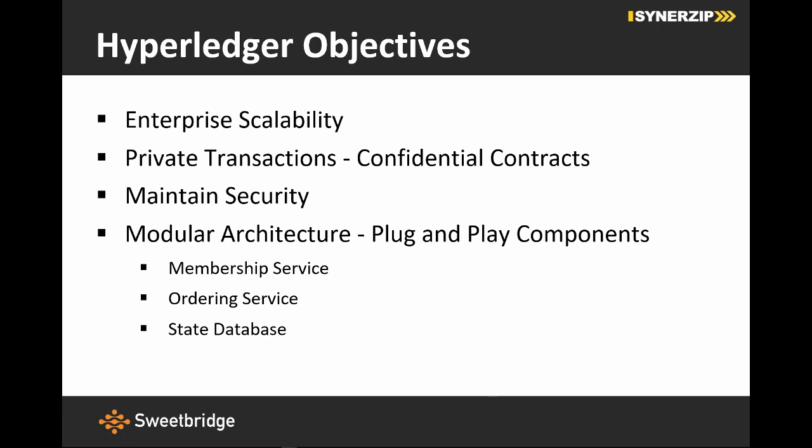Kafka is the default in Hyperledger, but you can use your own ordering service to put the transactions in order. Same with state databases. By default, the state database is just a key value store, but you can also use a CouchDB, or you can plug your own state database in. So Hyperledger really comes at blockchain from a very different perspective, and addresses some of these issues in a different way.